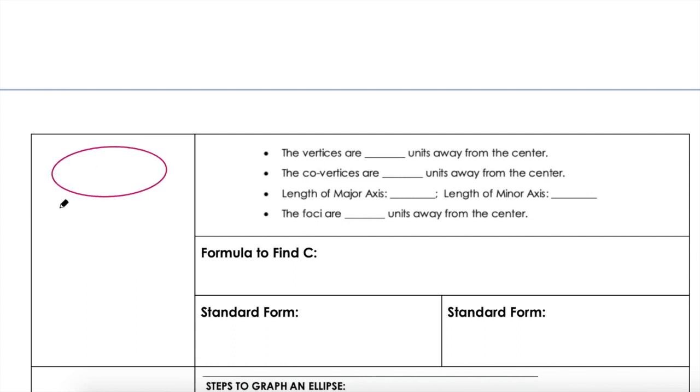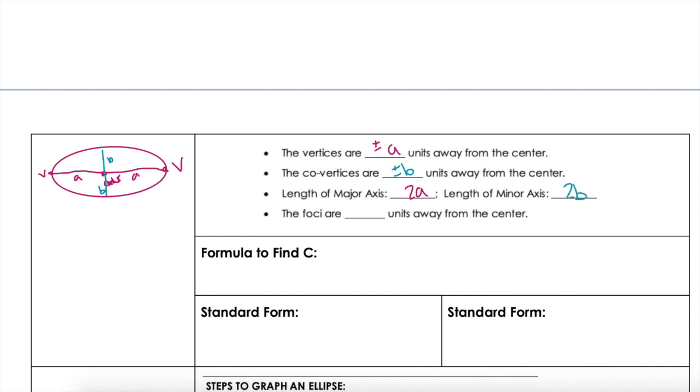So we say that our vertices, so the points would be here and here, are plus or minus a units away from our center. So this would be a, this would be a, this is our center. Our covertices we call plus or minus b units away from our center. So this would be b, and this would be b. The length of our major axis would then be 2a because we have a plus a, and the length of our minor axis would be 2b.